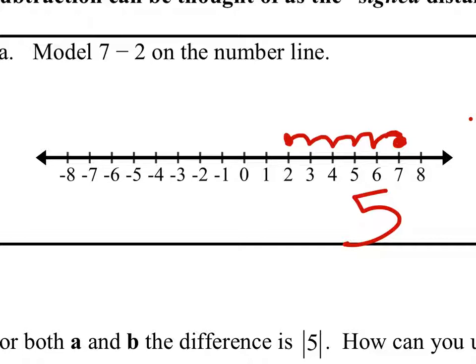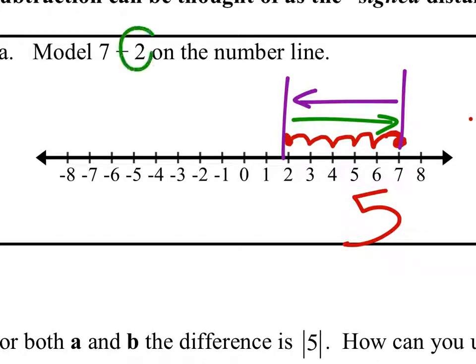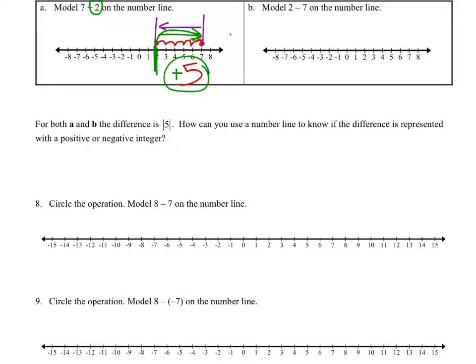Okay. Let's see. So, let me see this here. Now, if we go to the left, that would make this a negative 5, correct? So, if we go to the right, then it's going to make it positive. So, which direction are we going in? Right. Yeah, we're going to the right because what number do we start with when subtracting? The second one. So, we're going to start at 2, and then we're going to go to the 7, making that a positive 5. For both A and B, the difference is 5. I can use number line. Yeah, okay, let's skip that one and go to 8.